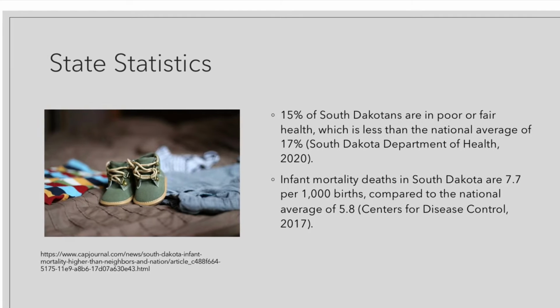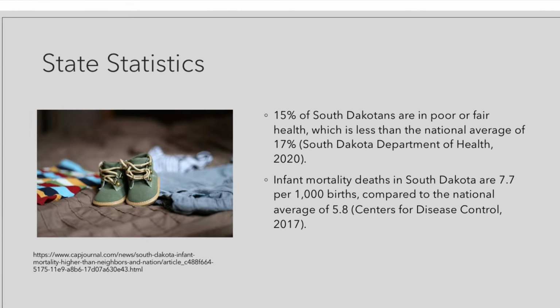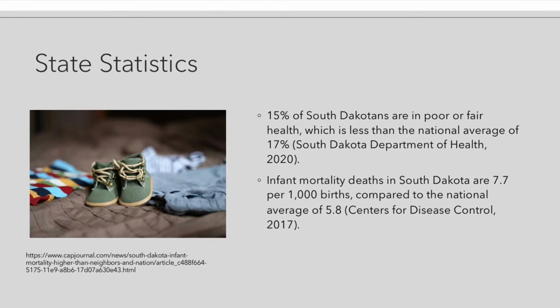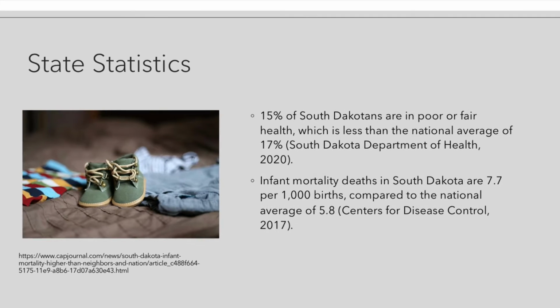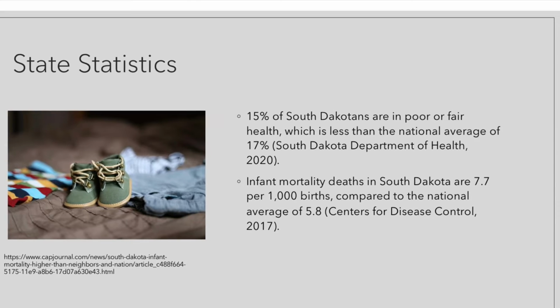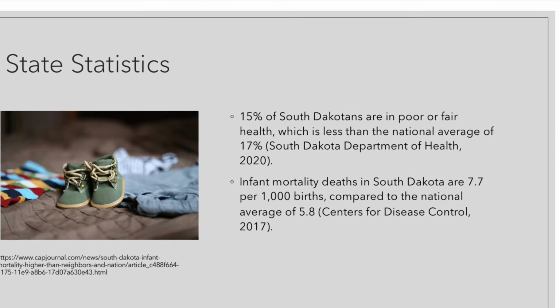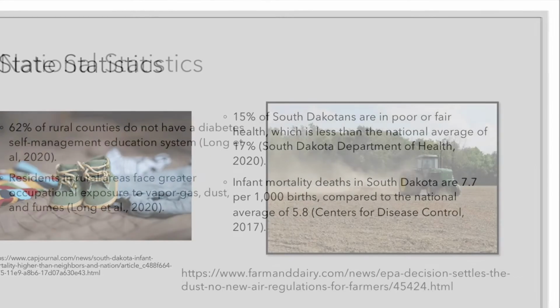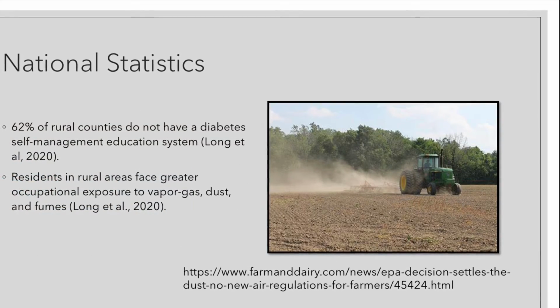15% of South Dakotans are in poor or fair health, compared to the national average of 17%. Infant mortality deaths in South Dakota are 7.7 per 1,000 births, compared to the national average of 5.8 per 1,000 births. Now for some national statistics.